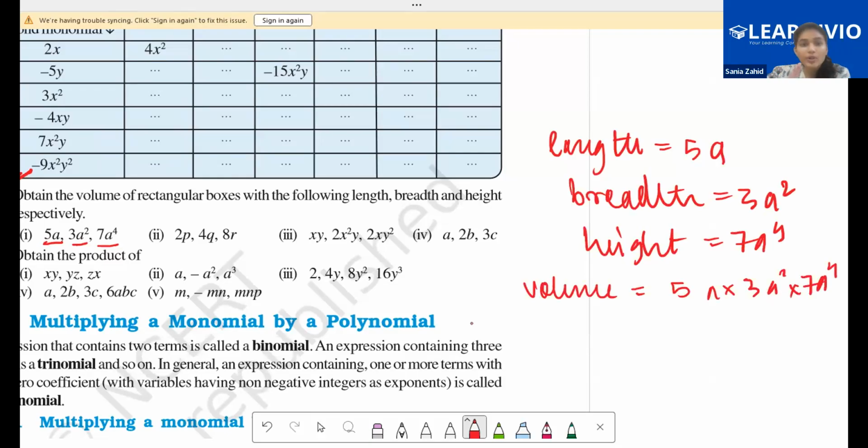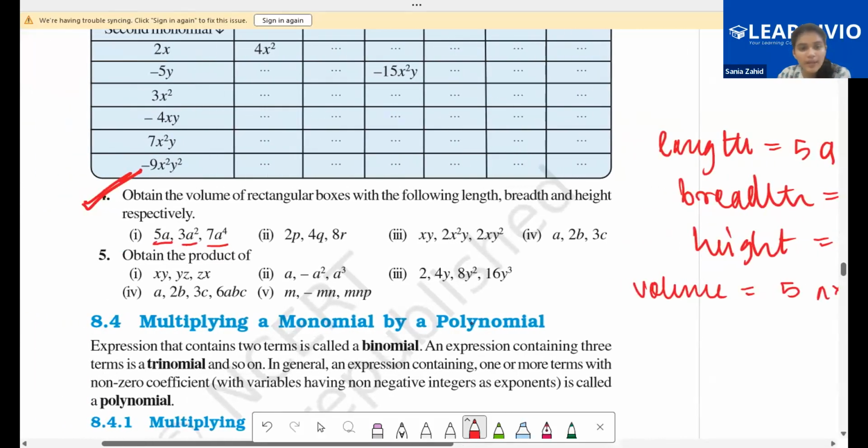So children, I want you to practice it with proper steps. Do not miss the steps. So start practicing this question. You can do first and third part quickly. Do the fourth one also.